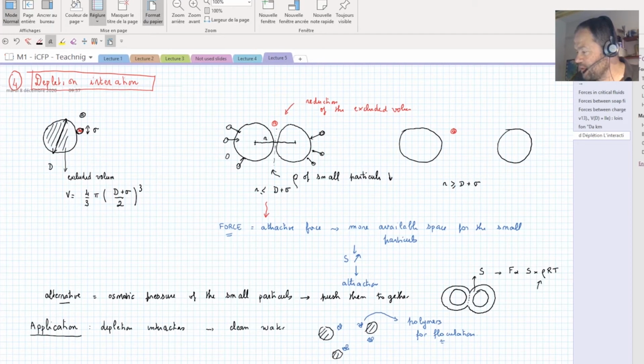The polymers will have a reduction of their available volume when they are in solution, so they will push the particles together and help the flocculation. So that's really a huge use of polymers for getting clean water. Okay. So it's more or less what I wanted to say about the forces between the surfaces.